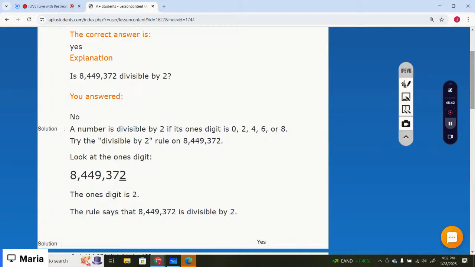How do we check? We have a divisibility test for 2. The divisibility rule for 2 is you have to see the ones digit of a number. If the ones digit of the number is 0, 2, 4, 6, or 8, that means the number is divisible by 2.